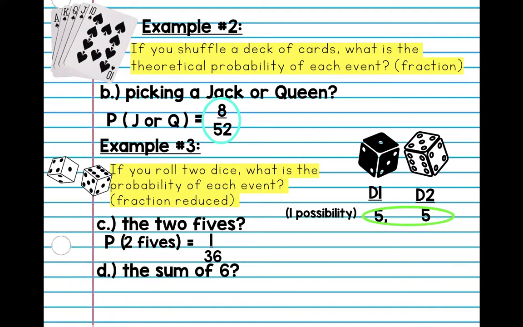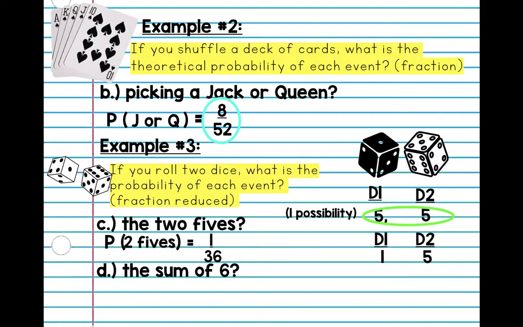Letter D is a little trickier. So it's asking me, how many times can I roll it to get 2 numbers that will have the sum, meaning you add it, to get 6? Okay, so let's do dice 1 and dice 2. Let's start with 1. Always start with 1 if you're adding or multiplying. Okay, so 1 plus what equals 6? 1 plus 5. Okay, so that's one possibility.